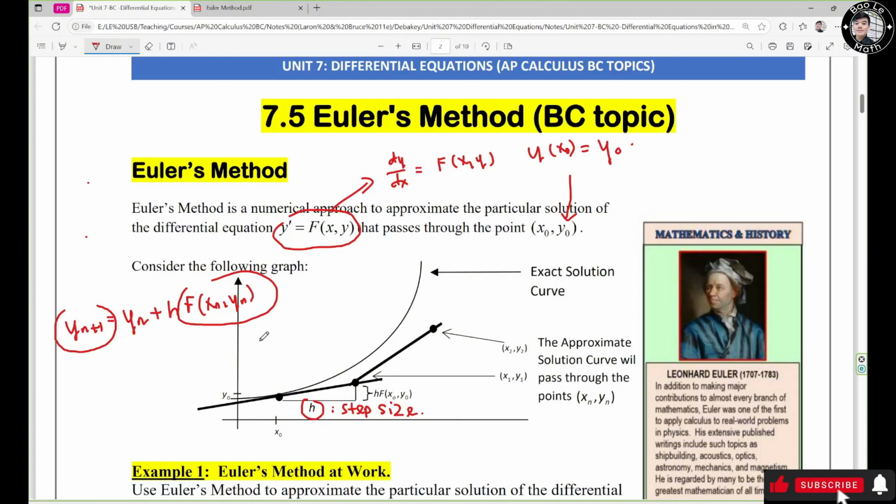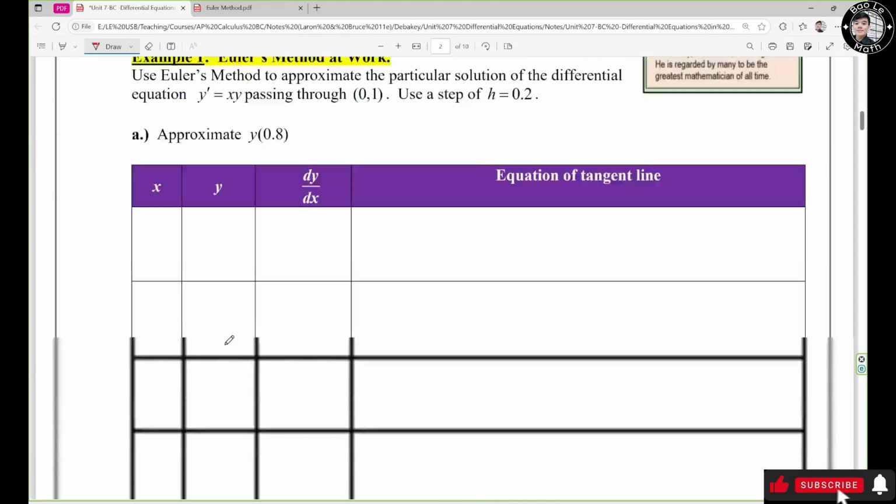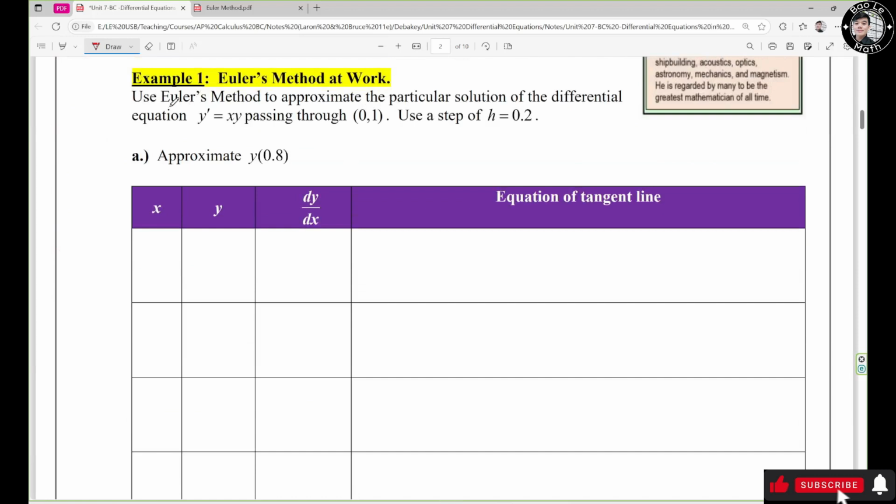Alright, so let's take a look at the example right here. Example number 1: use Euler's method to approximate the particular solution of the differential equation y prime equals x times y, passing through the point (0, 1). Use a step size of h equals 0.2. Question A: approximate y of 0.8.